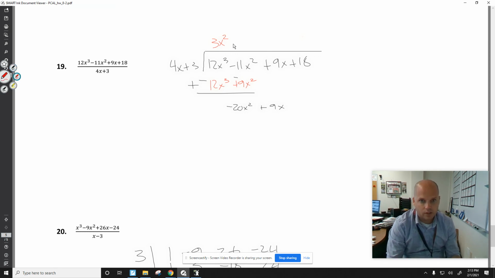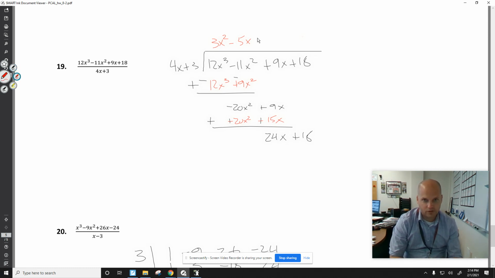So this is minus 5x gives me negative 20x squared minus 15x. Subtract, same as adding the opposite. Those are gone. This is 24x. Bring down the 18. 4 goes into 24 6 times. 6 times 4x plus 3 is 24x plus 18. Subtract, we win.